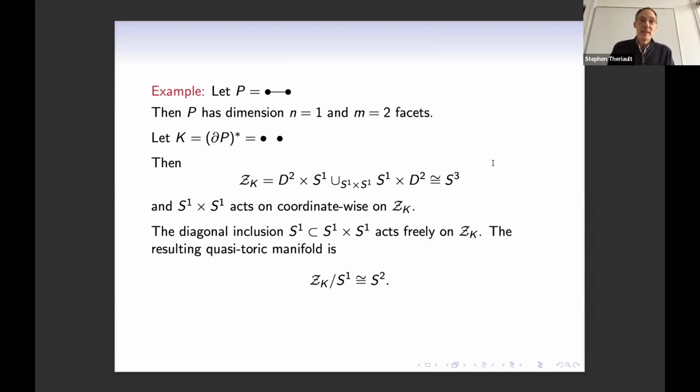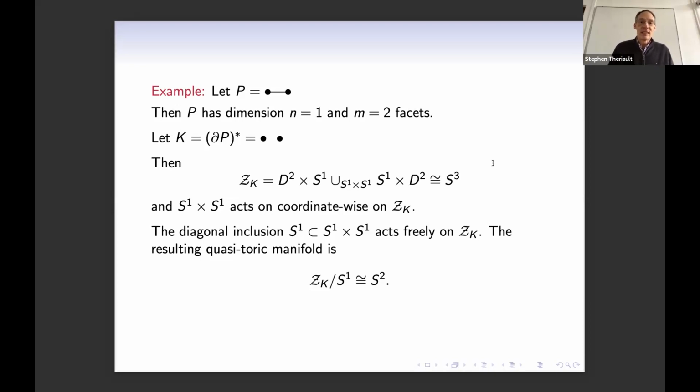The corresponding moment angle complex, we saw that already. That's S3, but written in a coordinate-wise fashion as a D2 cross S1 union S1 cross D2 over the common S1 cross S1. The torus in this case, the big torus, is the S1 cross S1, and it acts coordinate-wise on that moment angle complex in the sort of obvious way. And if you include diagonally, then you get a free action on the moment angle complex. And when you take its quotient, the quasi-toric manifold that you get is an S2.